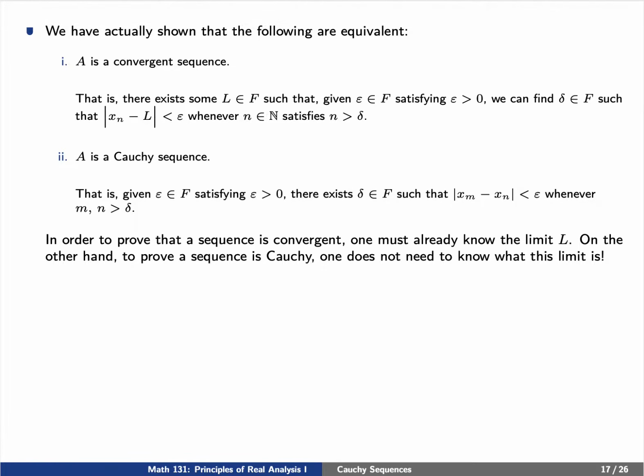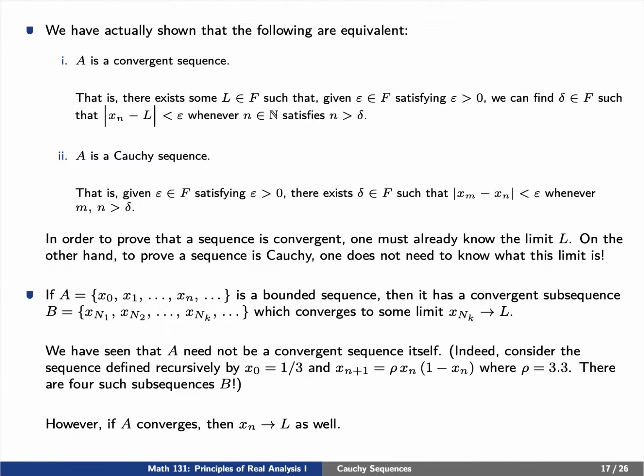Here's the fundamental difference between these two. To show that something is a convergent sequence, you must first already know what the limit L is. On the other hand, to show that something is a Cauchy sequence, you don't need to know what the limit is at all. We know that a limit must exist, that's what the proof says, but you don't need to know it beforehand.